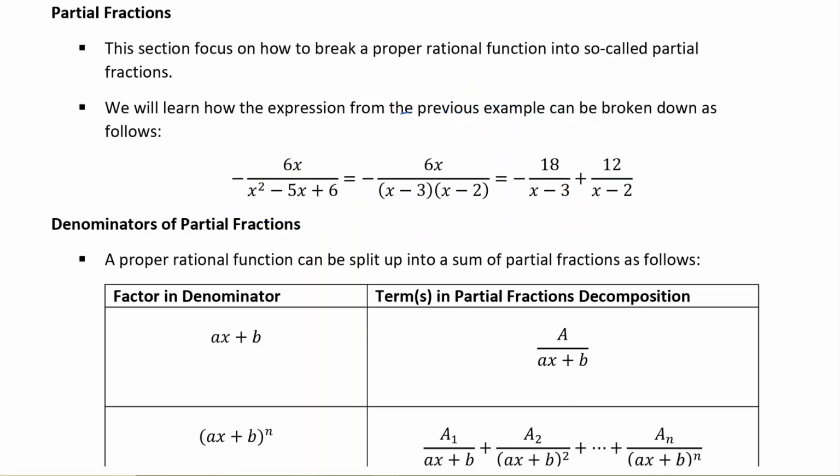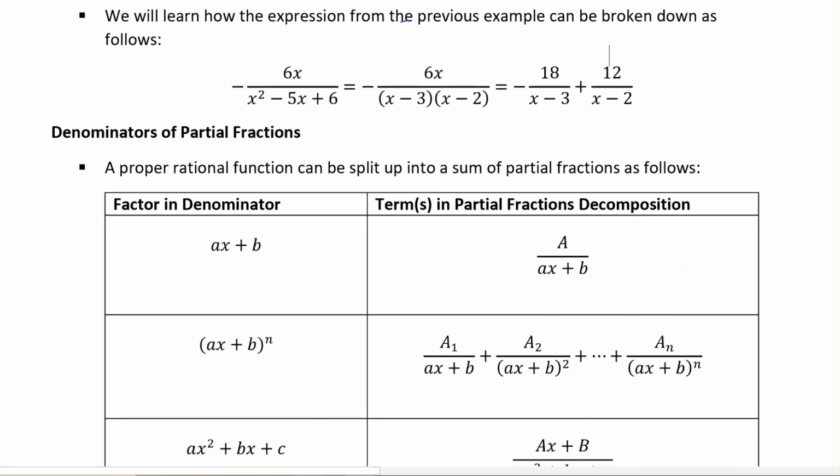The following table tells us how we decide upon the denominators when we split the fraction into a sum of two fractions. So if you have a factor in the denominator of the original fraction, ax plus b, a linear factor, then the term in the partial fractions decomposition would be of the form: in the denominator you have ax plus b, and on the top you get a constant.